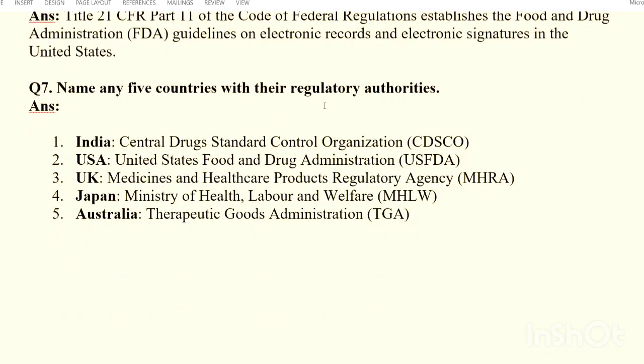Name any 5 countries with their regulatory authorities. India is Central Drug Standards Control Organization. Japan, it is the Ministry of Health, Labor and Welfare, it is PMDA actually. Australia is TGA, Therapeutic Goods Administration. UK means Medicines and Healthcare products Regulatory Agency, MHRA. USA, United States Food and Drug Administration, US FDA.